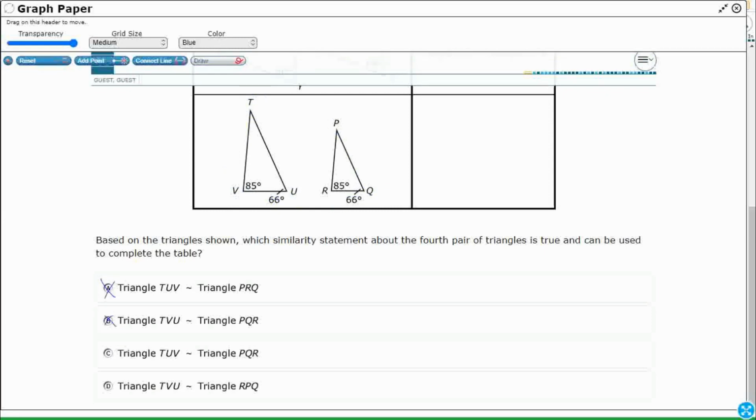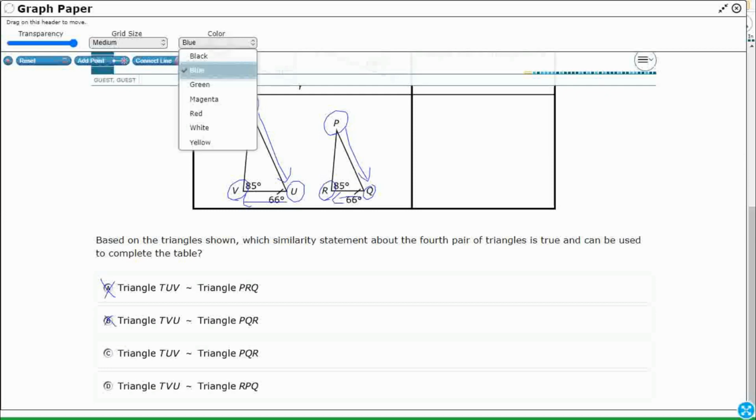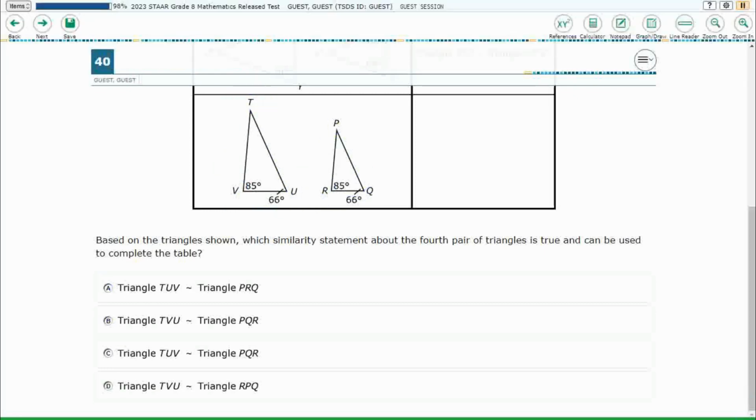Let's check C. T, down to the right, over to the left. P, down to the right, over to the left. All right, that's looking good. C is looking good. Let's just double check that D is incorrect. I've got T, down to V, over to U, and then R, so it's not even starting at the top. That's incorrect. So my answer here is C.